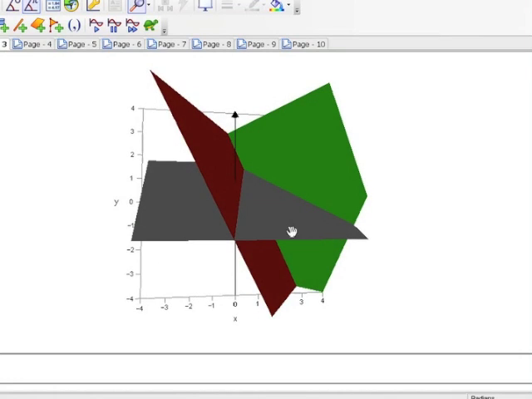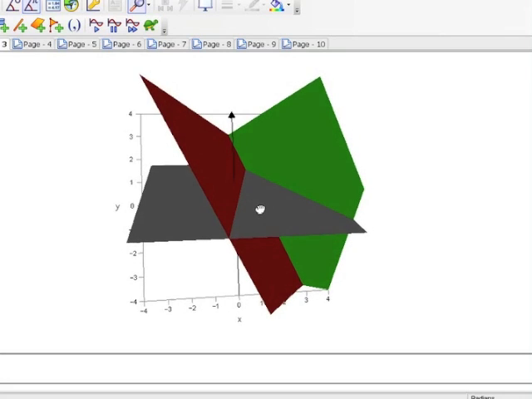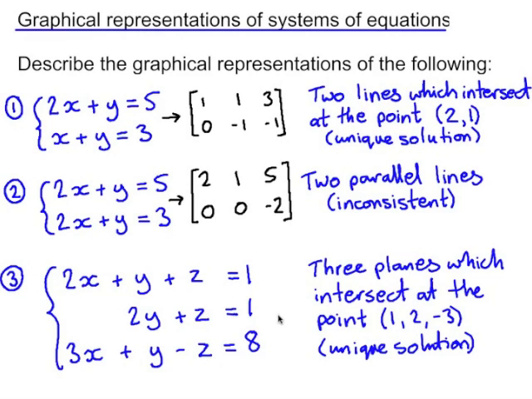The x value of this point of intersection is 1, and the y value is 2. And if I change to a three-dimensional view of the axes, you can see that the z coordinate of that point is negative 3. So our graphical representation of these three simultaneous equations is that we have three planes intersecting at a single point and therefore one unique solution to the equations.